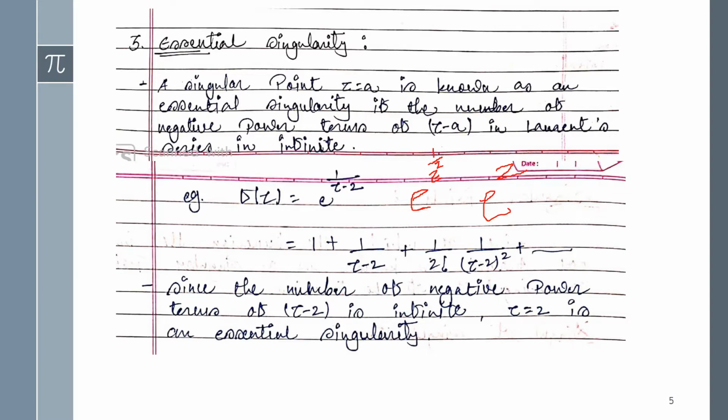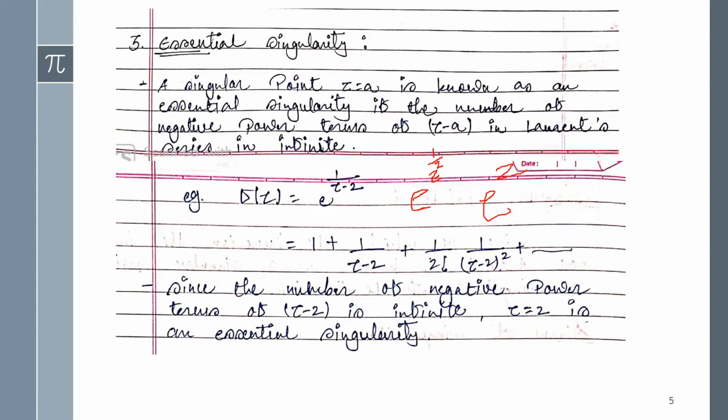Okay, so again repeating, the formula of e raised to z will be 1 plus z plus z square by 2 factorial plus z cube by 3 factorial and so on. With the same method you have to apply it, in place of z putting 1 upon z minus 2. This kind of function is known as an essential singularity.